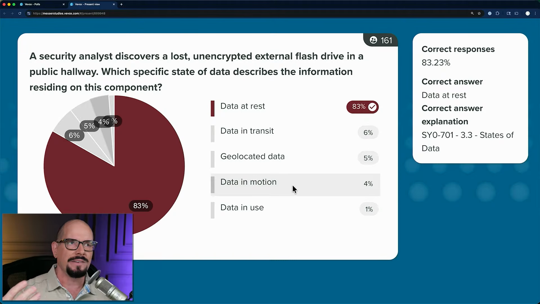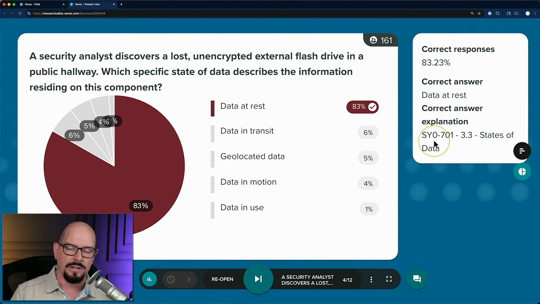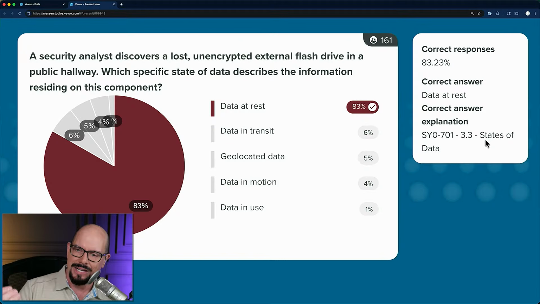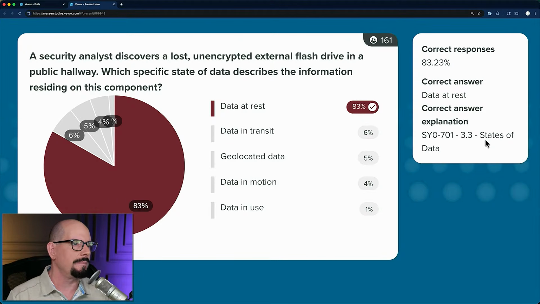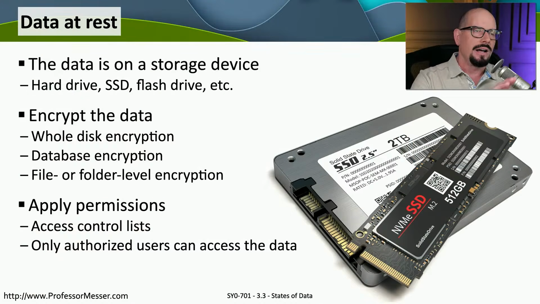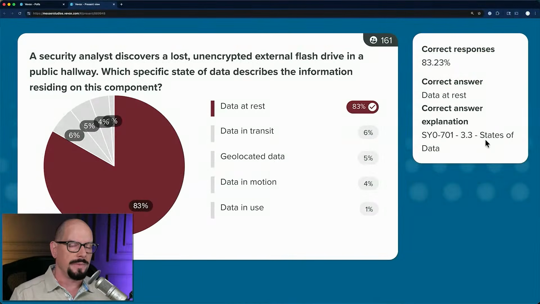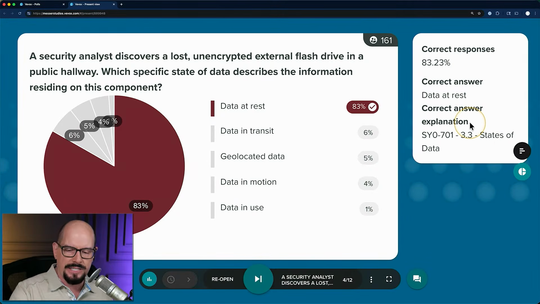Of course, we have those states of data and a description of each of those in our SY0-701 course, section 3.3, and the name of the video is aptly named States of Data. So make sure you are familiar with those different states. I do give you descriptions in that video of the different states, what they mean, how they're used, and perhaps even what they might look like, so you can get a feel for what those might be. 83% of you guys crushed that one. Let's do another question and see how we do. See if you can have the same success rate.